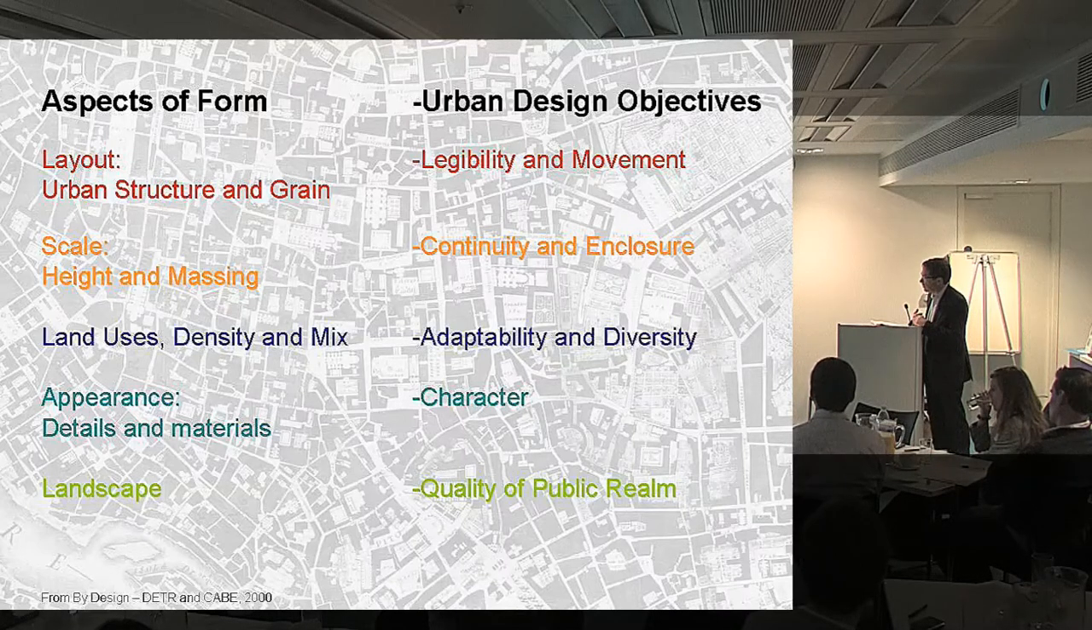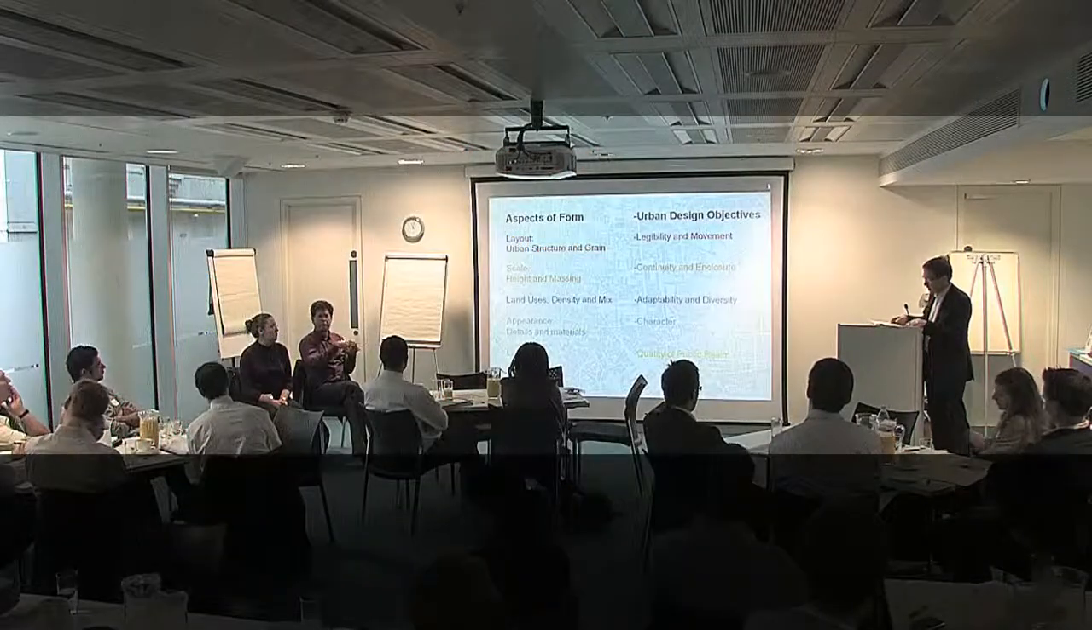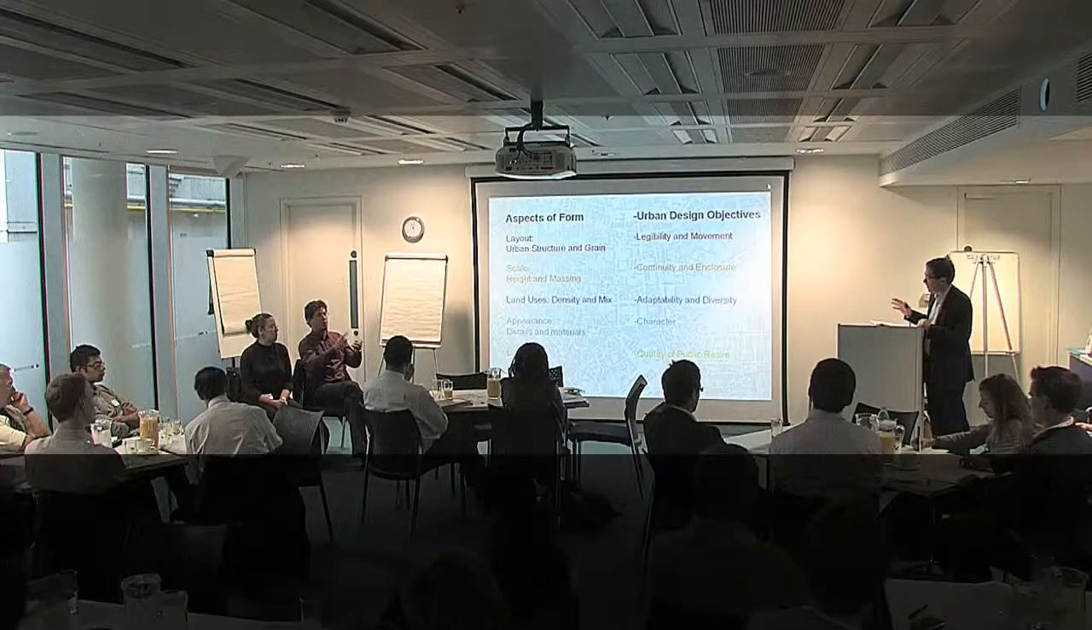So there's a summary there of all of the urban design objectives and all of the aspects of form, and they're set out in By Design, and they're related to each other with a discussion of how they do relate. And I'd commend that document to you if you've got time to look at it after today. So at that point I'm going to hand over to Johnny, who's going to talk about these aspects in relation to a particular place.